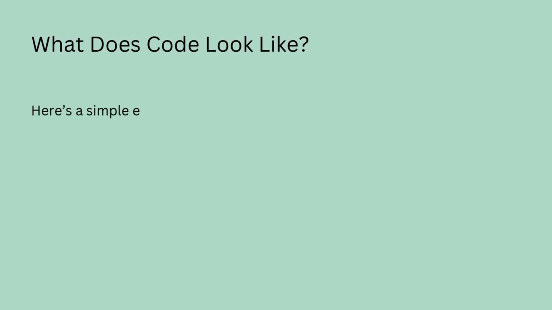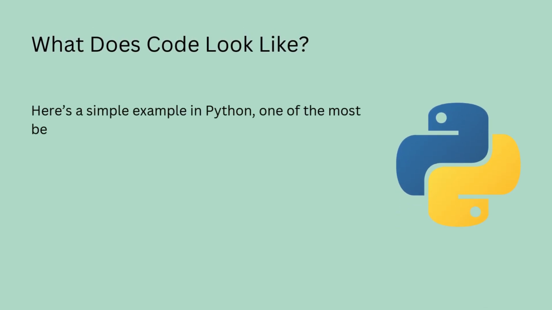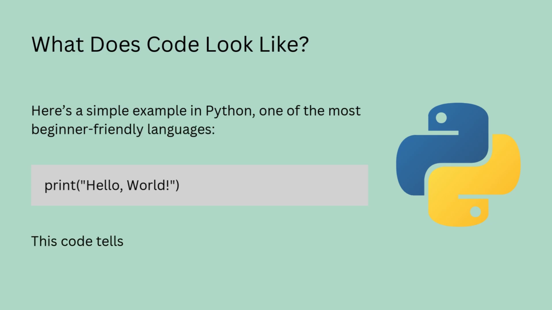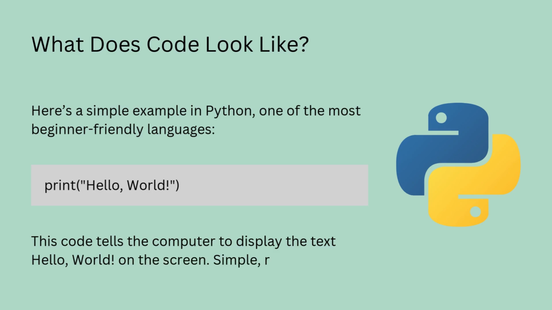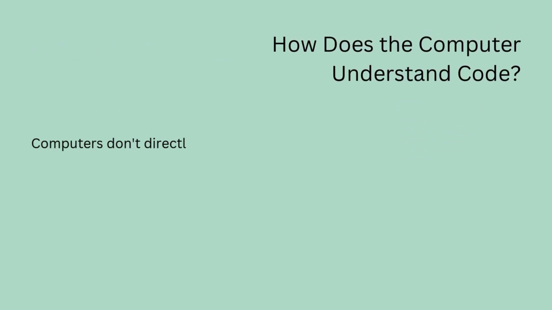What does code look like? Here's a simple example in Python, one of the most beginner-friendly languages. This code tells the computer to display the text, "Hello World," on the screen. Simple, right? So, how does the computer understand code?